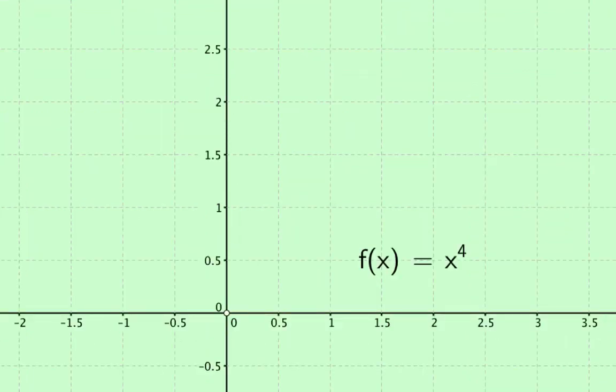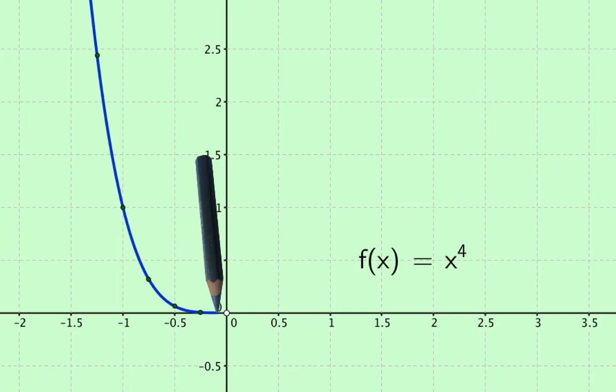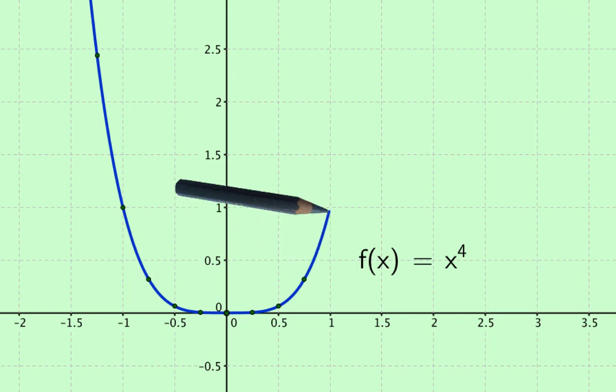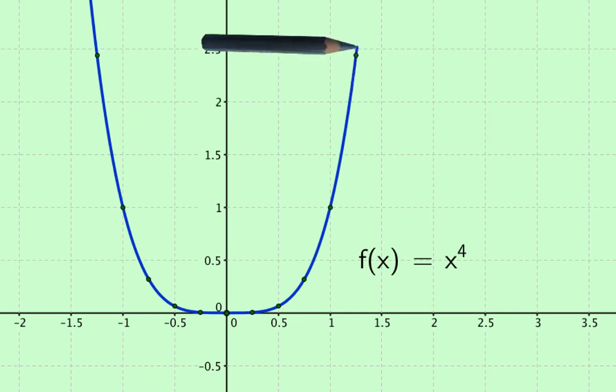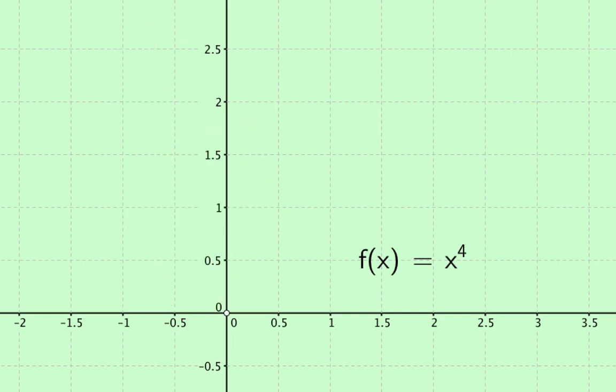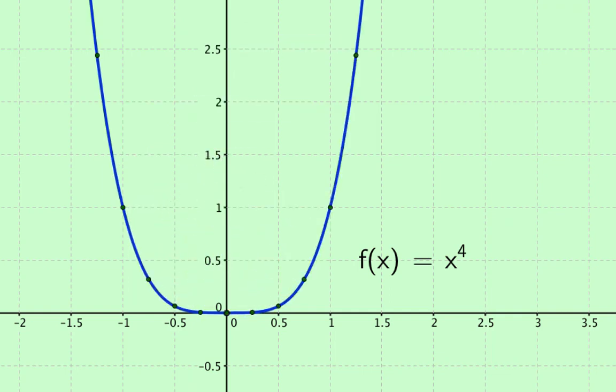Now let's look at the graph of f of x equals x to the power 4. Here is what it looks like. My magic pen comes. You see that when x is equal to 0, f of x is 0. It increases very slowly until it reaches 1, and then it goes very, very fast upwards. Now let's do that again. You see that here it is really very, very flat. On this side, it is very, very steep. So this is another example of an even function.